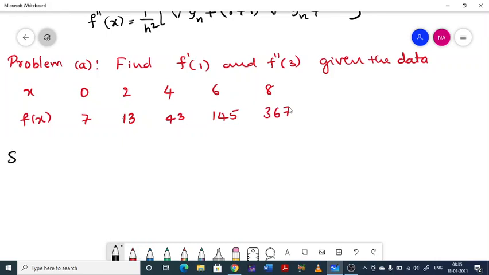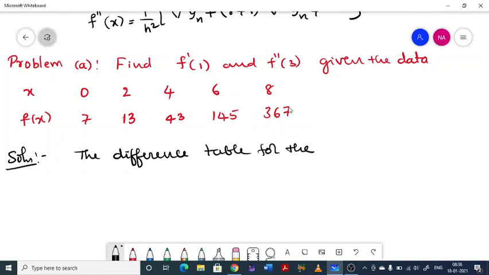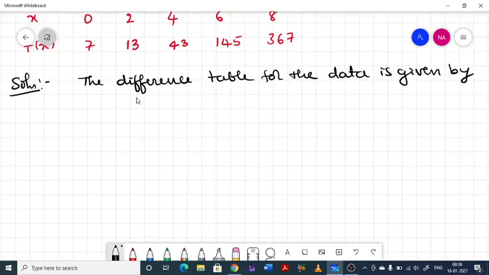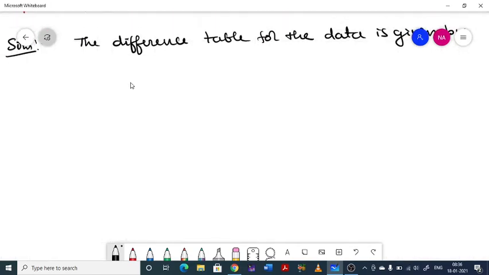Solution. We shall write the difference table for the data. The difference table for the data is given by: first the values of x, second the values of y or f of x, then del f of x, del 2 f of x, del 3 f of x. Let us see.